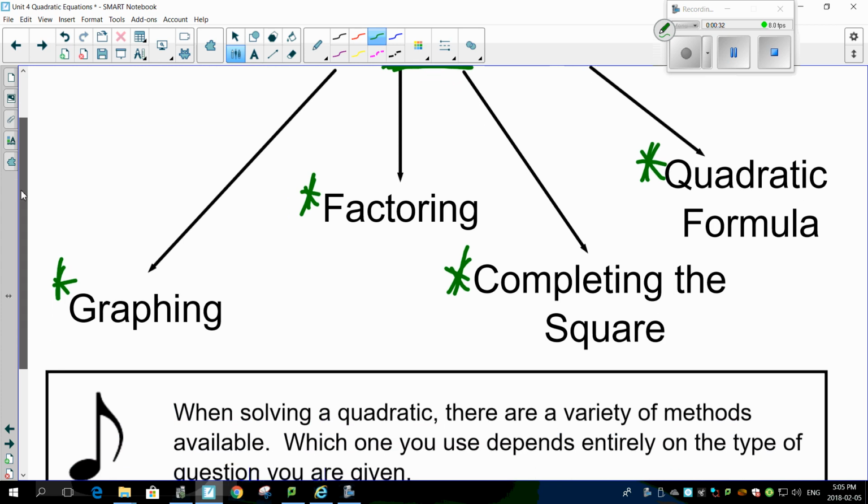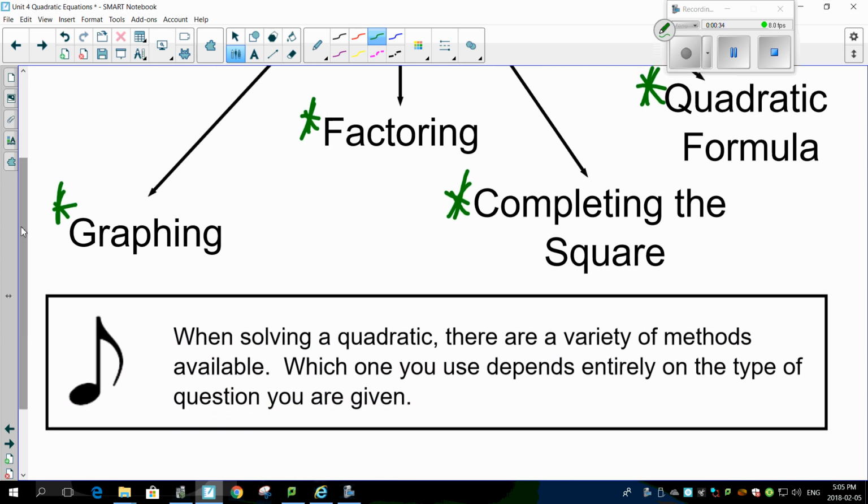But the question is, when do you use each one of these? Well, when solving a quadratic, a variety of methods are available to use. Which one you use depends entirely on the type of question you're given.